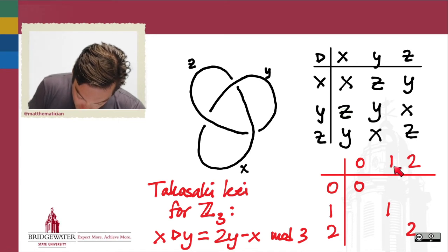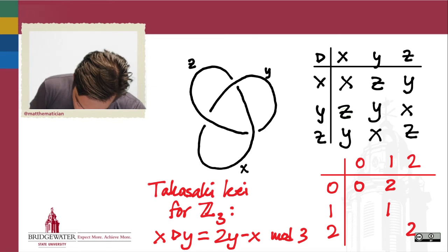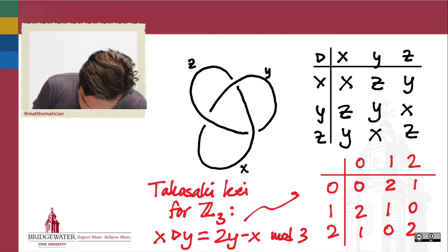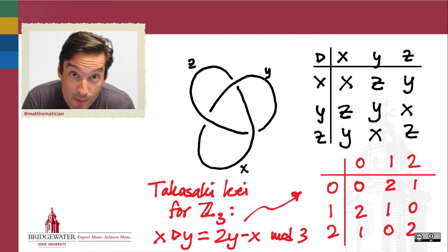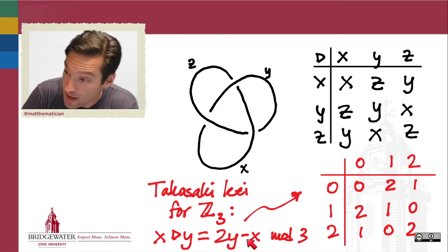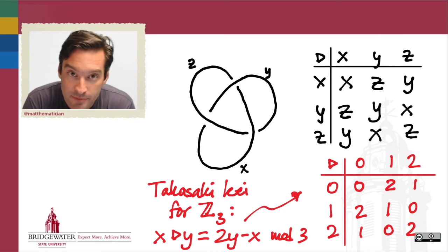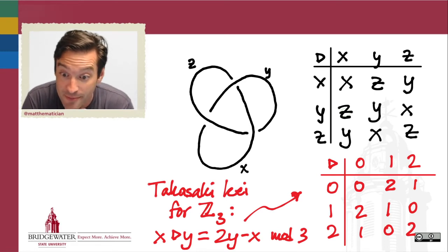0 triangle 1 is going to be 2 times 1 minus 0. That's going to be 2. 0 triangle 2 is 2 times 2, which is 1 mod 3, minus 0 is 1. And then we continue. I'll speed up this process a little bit here to save a little time. And so the Takasaki Kei, the Kei that I get out of this mod 3 arithmetic using this operation, looks like this. Well, what do you notice about these two Keis?